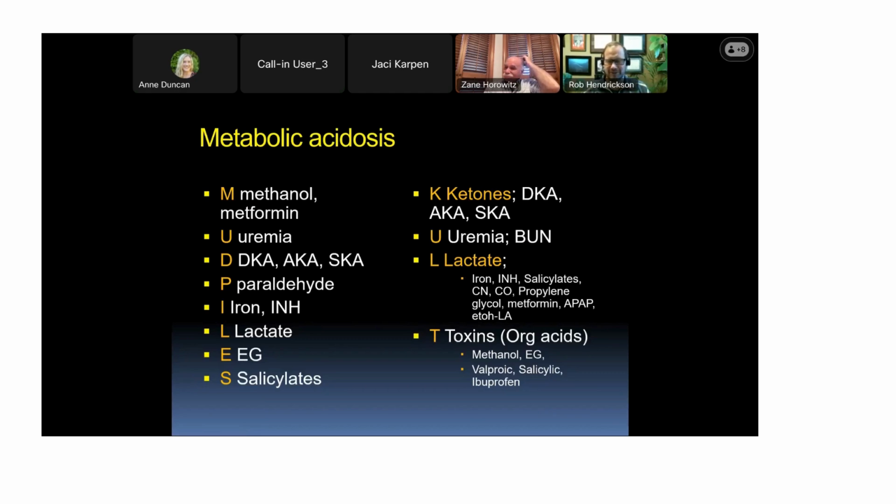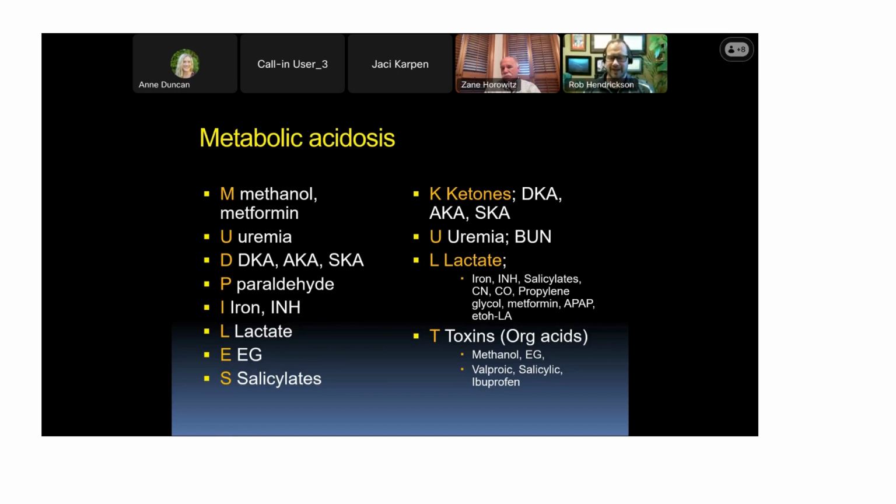On the right of the screen, I put what we prefer now, which is CULT. And the reason I prefer this mnemonic, although I have to admit I still use MUDPILES, and I'll explain how, is because it tells us what to order. So ketone: ketonemia, DKA, AKA, starvation ketoacidosis. Uremia is obviously order a BUN. Hyperlactatemia, and then the T is for toxins, and that's all of the organic acids that don't cause hyperlactatemia.